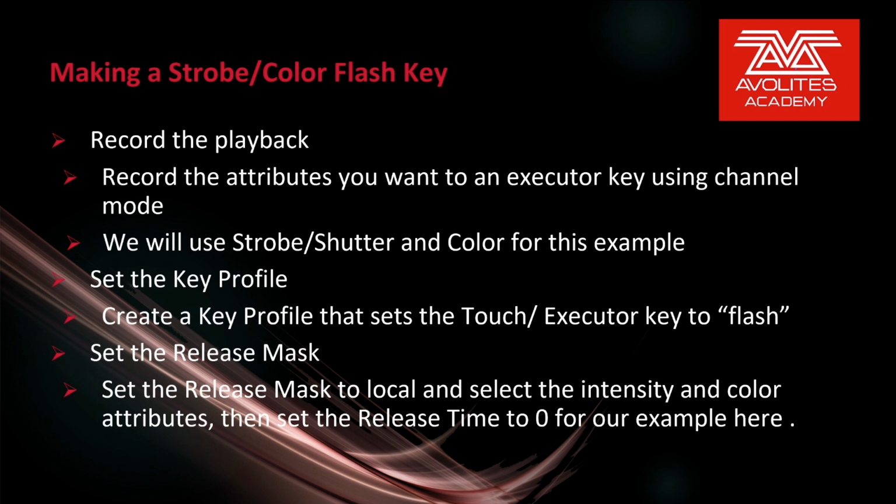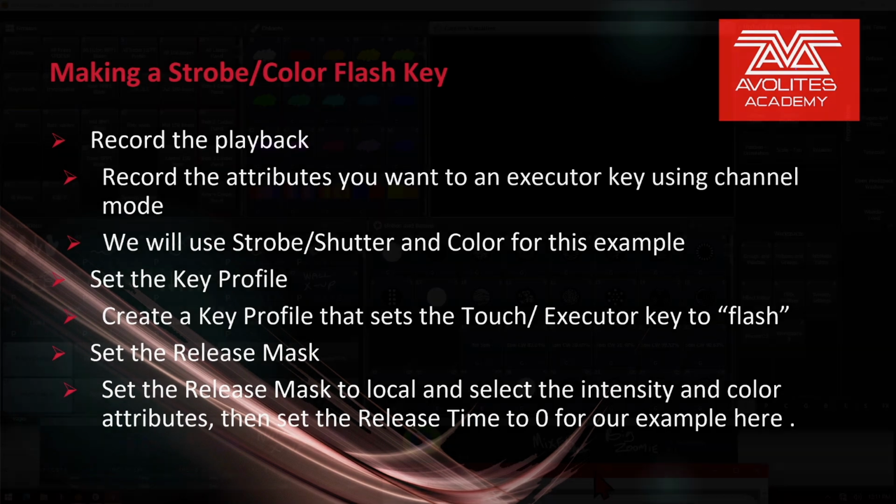First, we're going to go ahead and record the playback. Record the attributes you want to an executor key using channel mode. We'll use jitter and strobe and color for our example here. We want to go ahead and set the key profile for that. Create a key profile that sets the touch / executor key to flash. And then we want to set the release mask. Set the release mask to local, select the intensity and color attributes, and set the release time to 0 for our example here. So let's take a look at that.